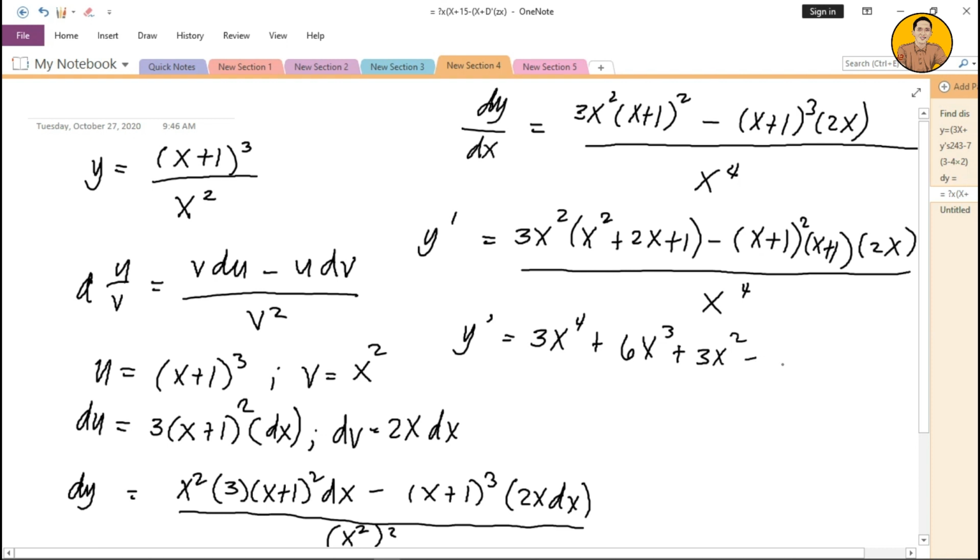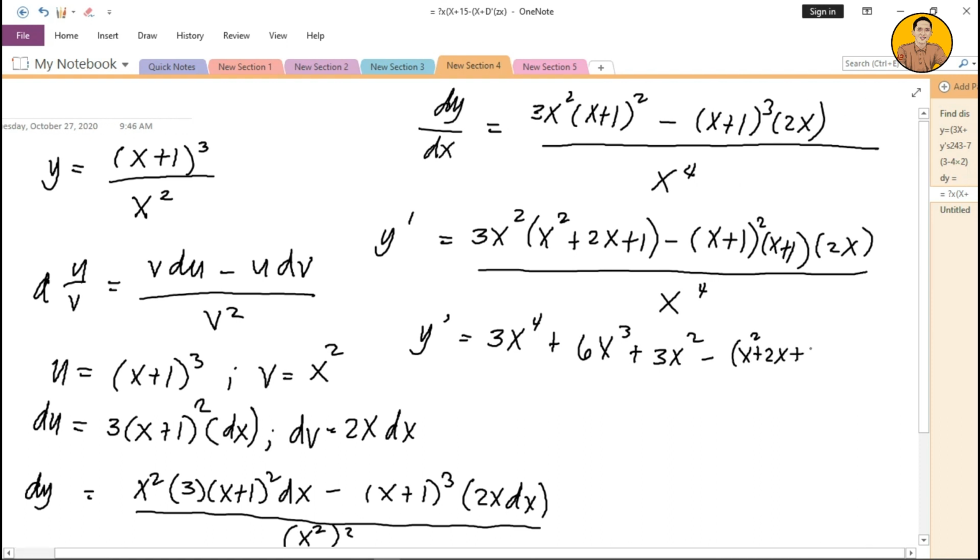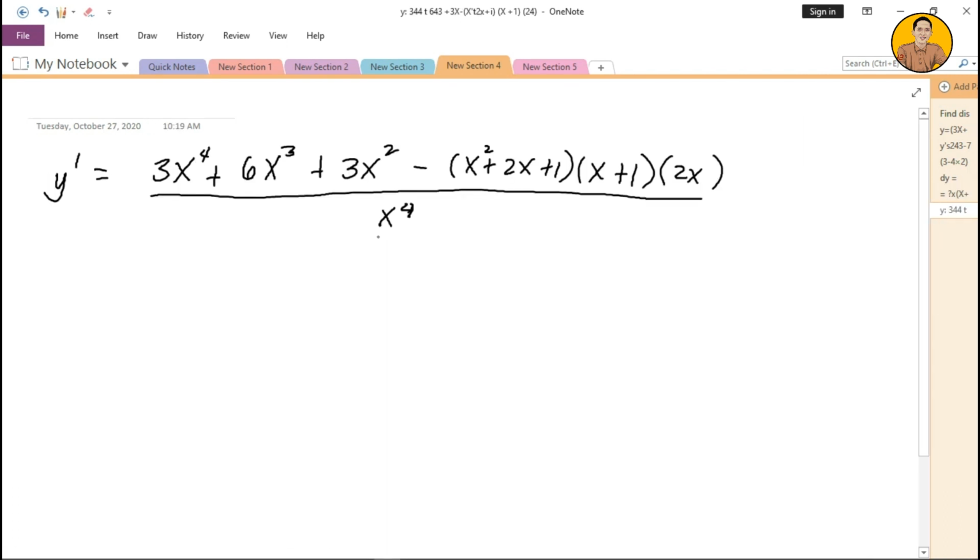So this becomes, so minus the quantity x squared plus 2x plus 1 times x plus 1 times 2x. Okay? So in-expand natin itong x plus 1 squared. This is all over, you have here x raised to 4. So further simplifying guys, simplify pa natin siya. So this becomes, so let's simplify this again.